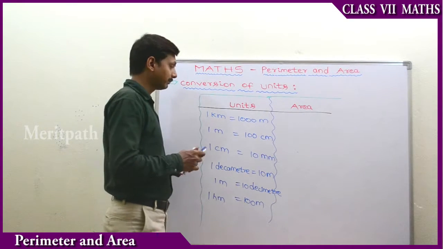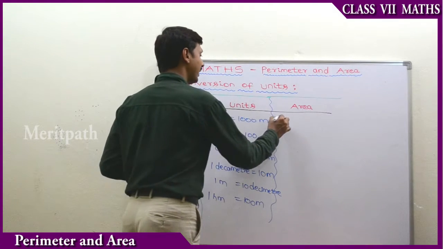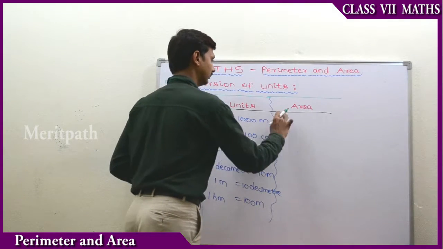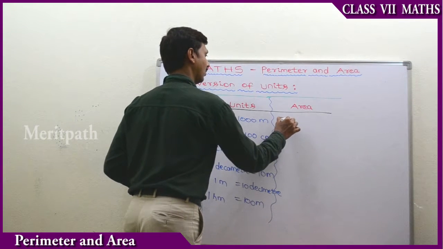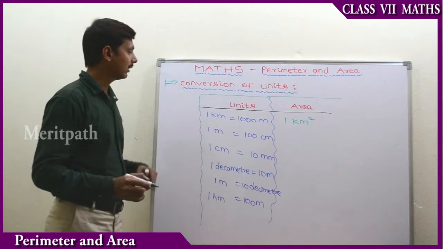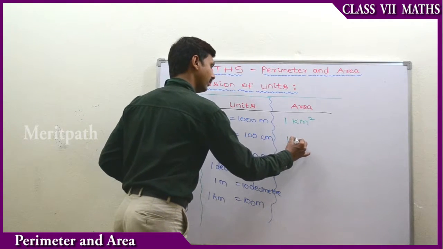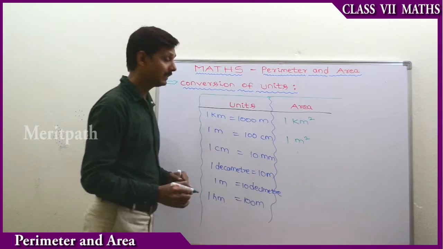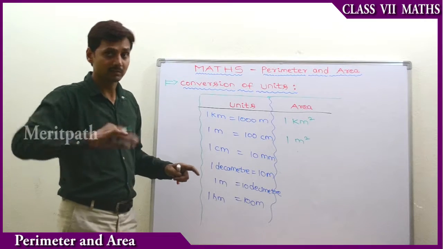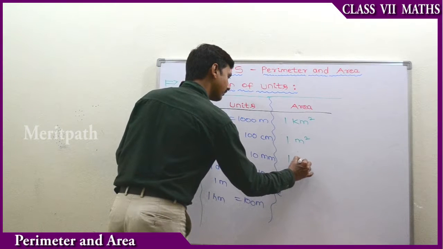So let's take kilometer, and the area will have kilometer square. So 1 kilometer square. This we need to change into meters. So let's write the next one. This is 1 meter square. We are writing all the things at a time. So this is 1 kilometer square, because we have discussed 2 dimensions. This is 1 meter square. This is 1 centimeter square.